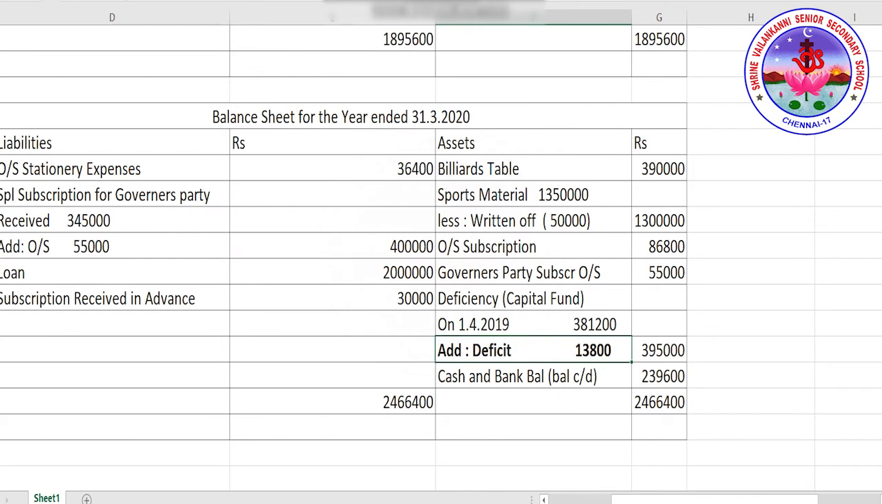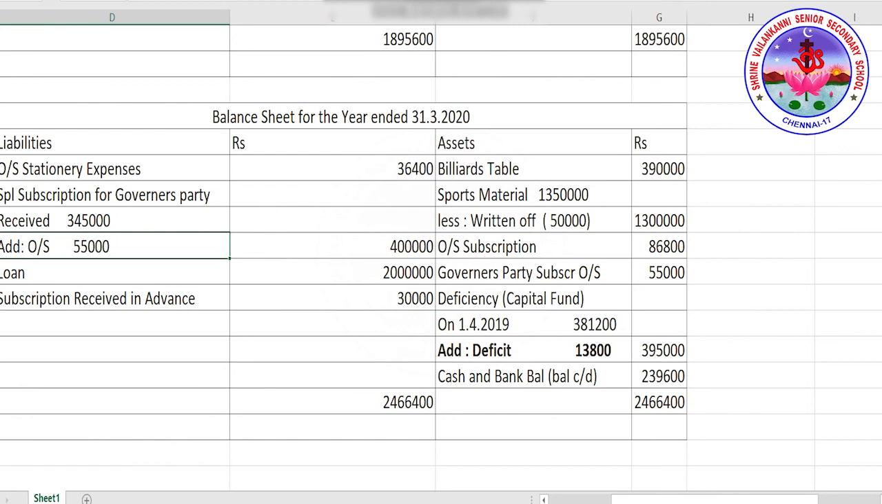Then what did we do? So we had deficit. Then we had prepared the balance sheet. Whatever is relevant for this year, that is 31/3/2020, outstanding stationery. So special subscription for Governor's Party, always it will be on the liability side. Any specific fund has to be shown on the liability side. Received, we have written. Outstanding, we have to add. Then loan, subscription received in advance, that and all is fine. Then we have this billiards table, sports material, written off, subscription outstanding. Then we have a Governor's Party subscription outstanding, 55,000. See, it has to come in both the places. Make sure that you write it.